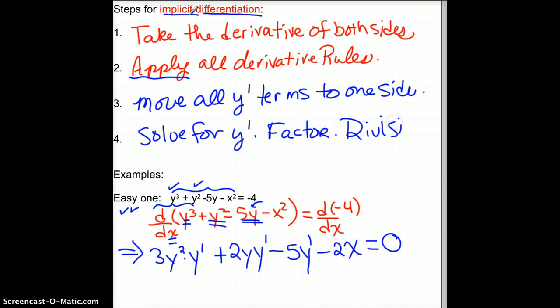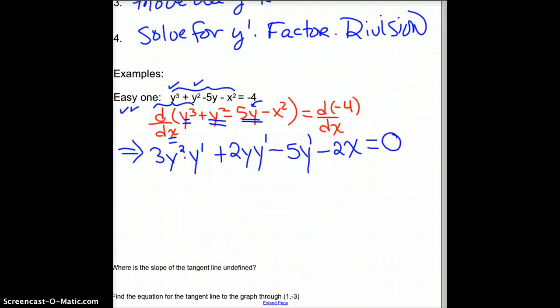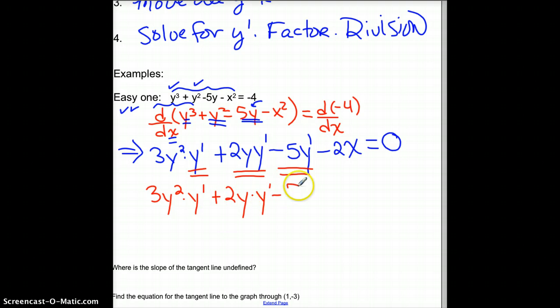All right? So let me go do steps 3 and 4 down here on this bottom problem. I've already done step 1 and step 2, and now my goal is to isolate y prime. So I'm going to take all my y prime terms and keep them over here on the left. So I've got 3y squared times the derivative of y plus 2y times the derivative of y minus 5 times the derivative of y. I'm going to move this one and get it out of the way.